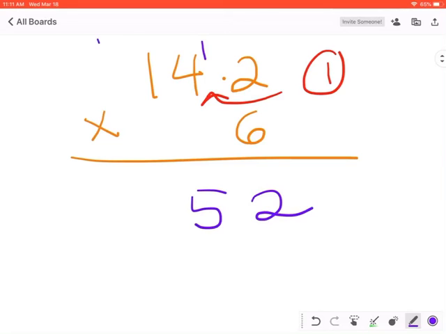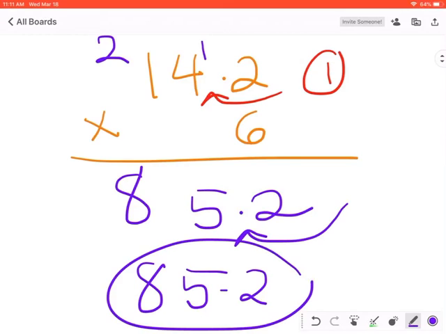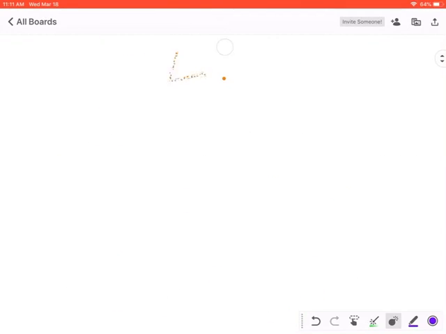2 times 6 is 12, carry the 1. 4 times 6 is 24, plus 1 is 25, and 1 times 6 is 6, plus 2 is 8. And I swooped one time, so it's 85 2/10. If you want, you can slow down this video and go back and work on the problem independently. We're going to do one more problem together.